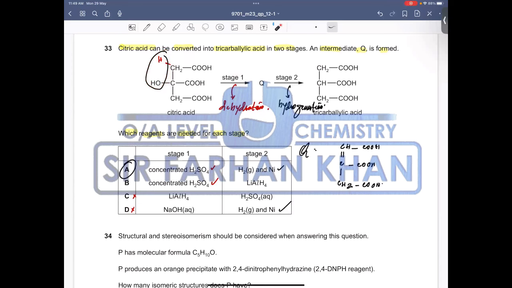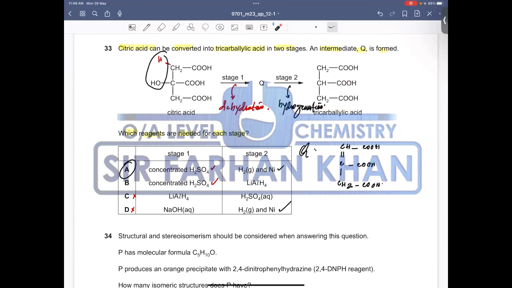Now, what is the structure of Q after the removal of water? This is the structure of Q after the removal of water. Now you need to compare the structure of Q with the structure of product. All right. Look, this CWH remain as it is. This CWH remain as it is. This whole group will remain as it is. So what is the basic changes actually?